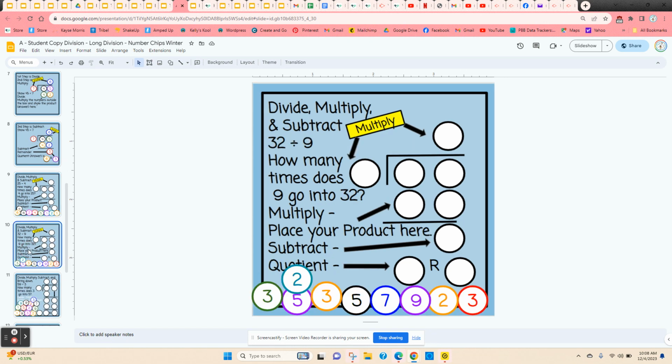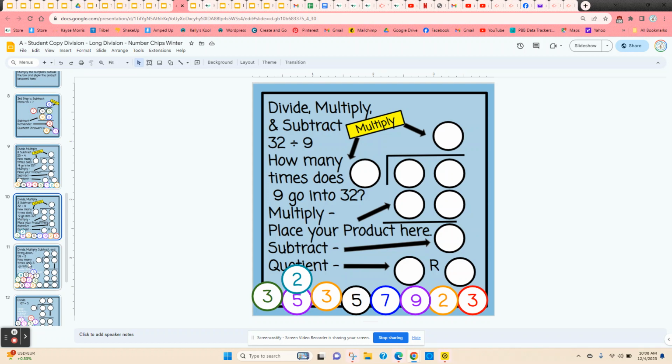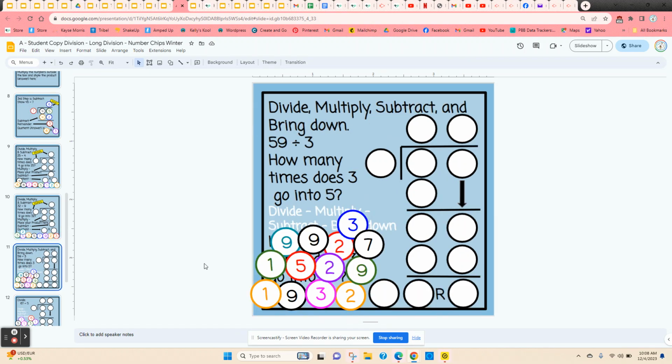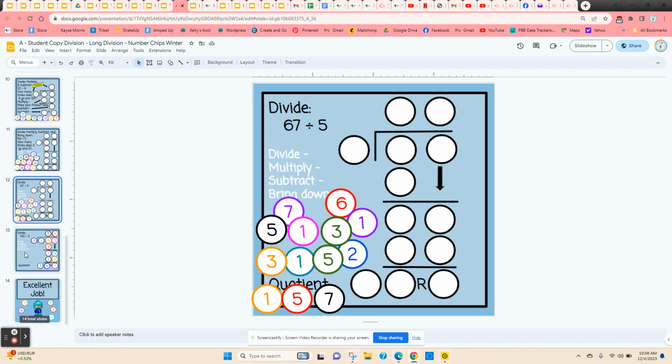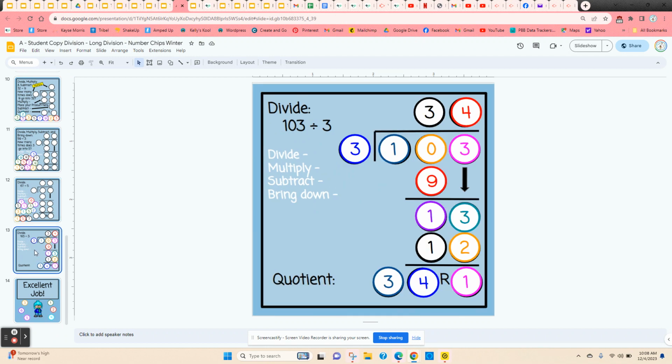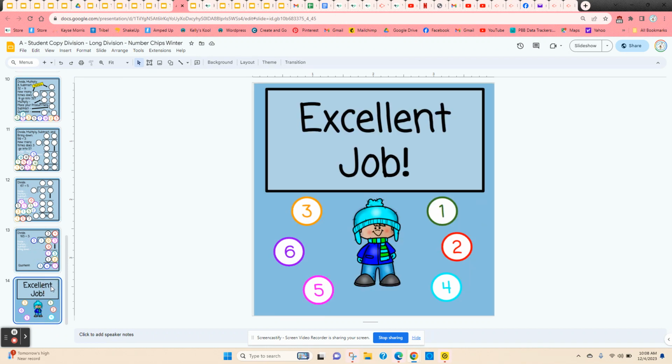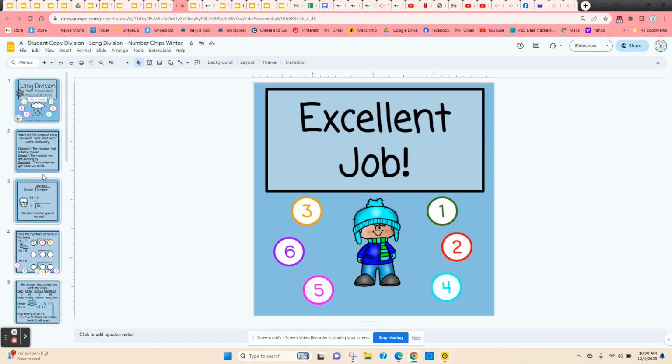A little bit more practice. And then they're going to use the final step in this problem. So they're going to place the numbers. They're going to divide, multiply, subtract, and bring down to get their answer. So quite a bit of practice for the students. When we get done, they get to a slide that tells them they did an excellent job. So a lot of fun for the students.